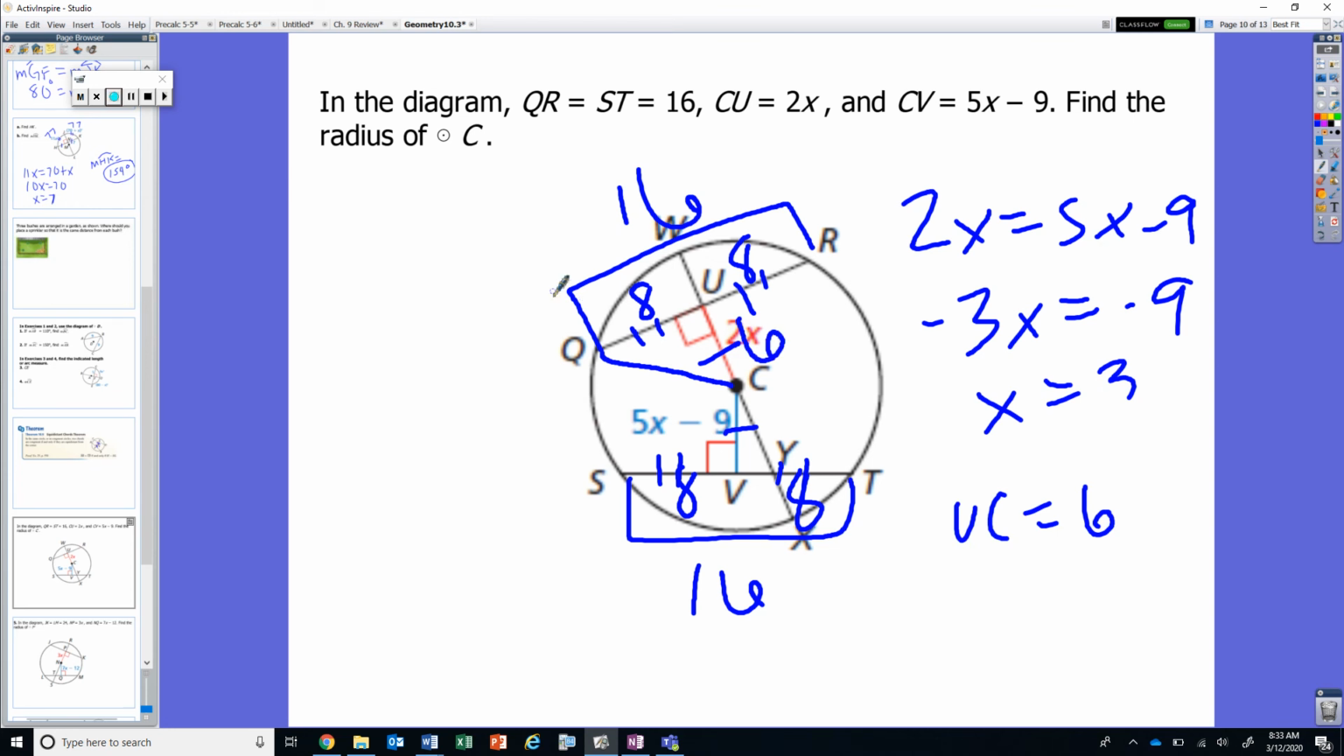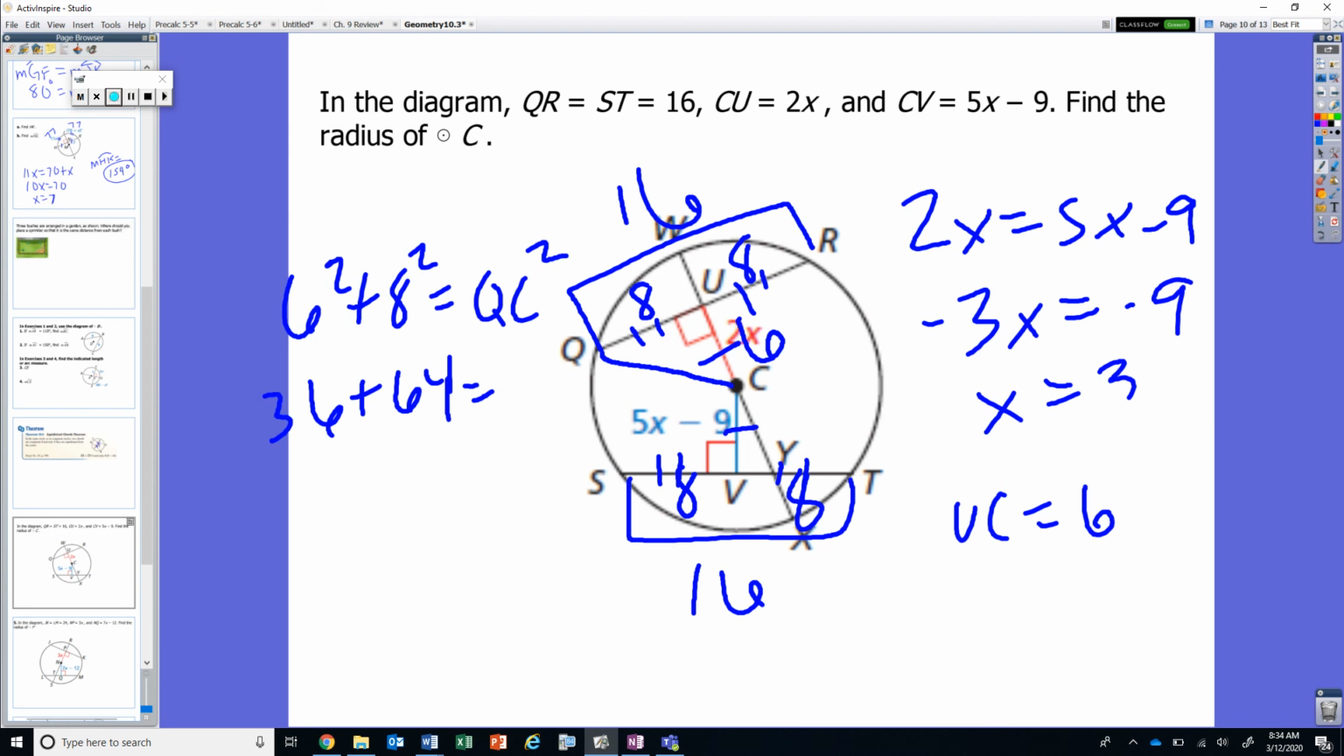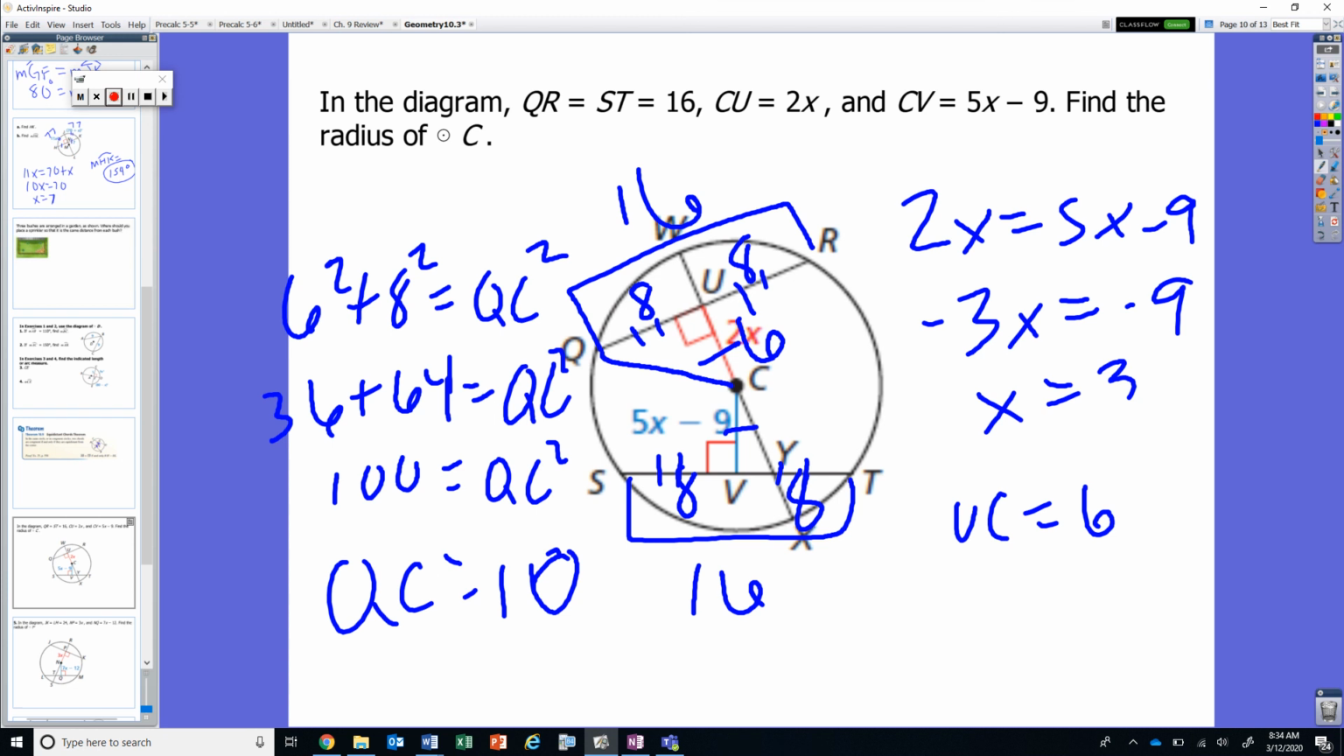And now at this point, hopefully you see that we do have ourselves a Pythagorean triple happening right here. But let's go ahead and just use our Pythagorean theorem for some practice anyways. So we have that 6 squared plus 8 squared equals QC squared. So we have 36 plus 64 equals QC squared, which is really 100 equals QC squared. And then, of course, QC equals 10, which basically means that our radius is going to have a value of 10.